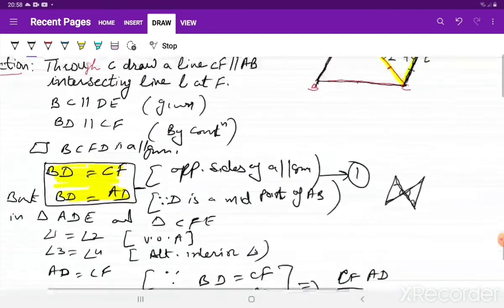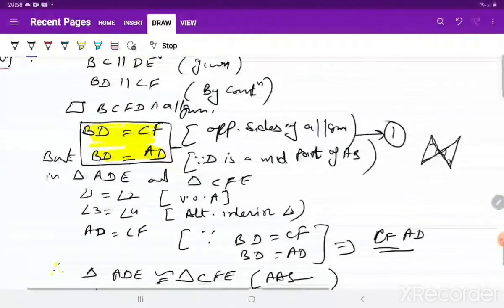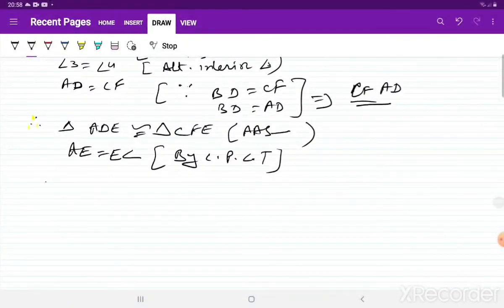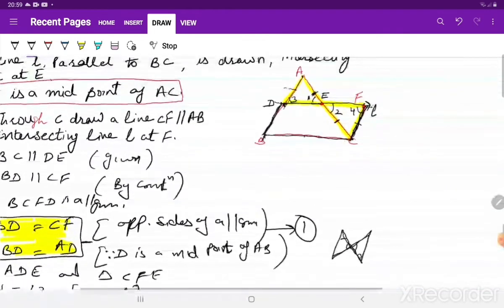Got it? I proved triangle ADE is congruent to triangle CFE. If 2 triangles are congruent, the remaining parts will be equal. So for the remaining part, I am taking AE equal to EC. If these 2 parts are equal, what can you conclude? E is a midpoint of AC. So this implies that E is a midpoint of AC. Okay? Got it?